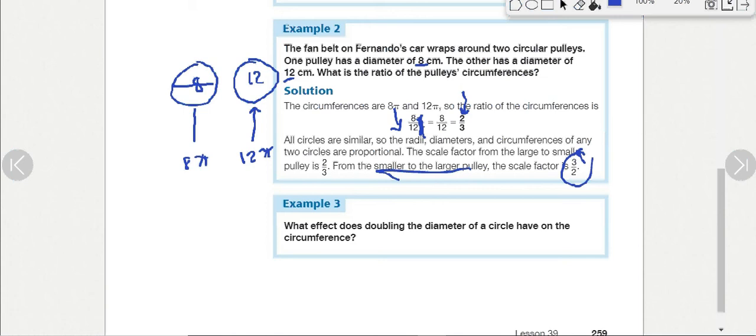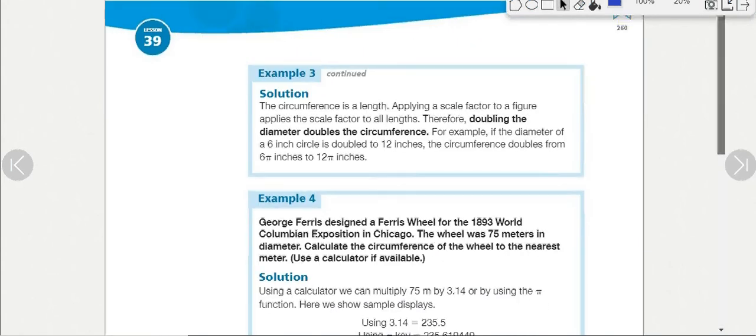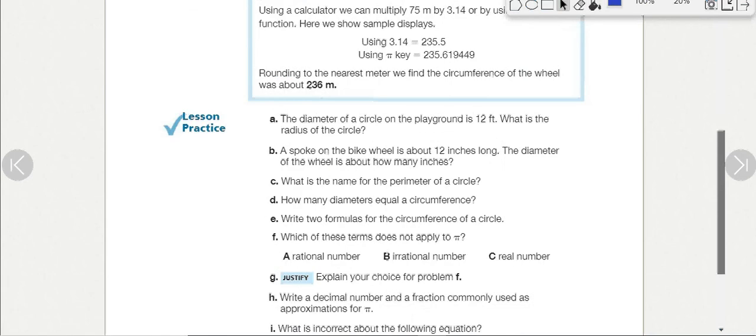What effect does doubling the diameter have on its circumference? I would just use an easy number like 5. Change it to 10. Find out how these are different. And I'm guessing if you think about what we just did, you can cross out the pi's and just say this is what you're going to end up doing. You're going to do a straight doubling of it because that reduces down to 2 over 1. Let's see if the book says something similar. Doubles it. Ferris wheel, you can read that one on your own.